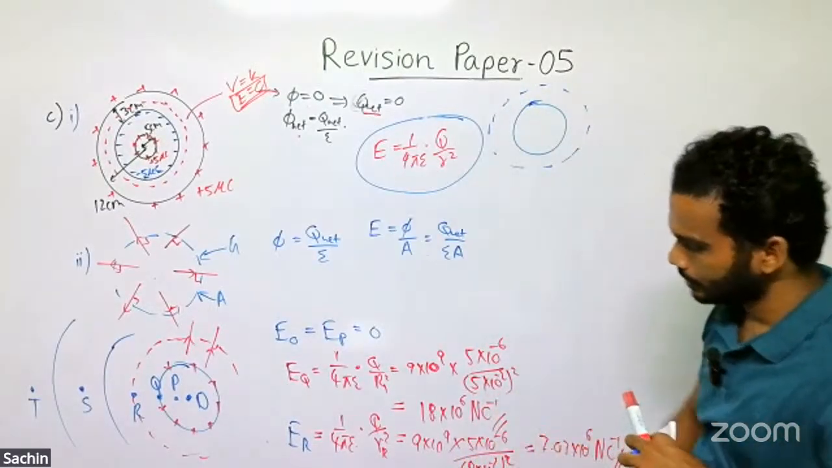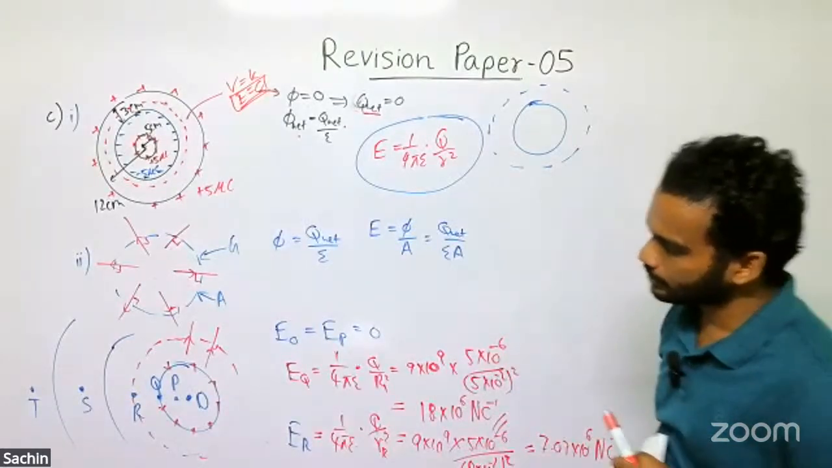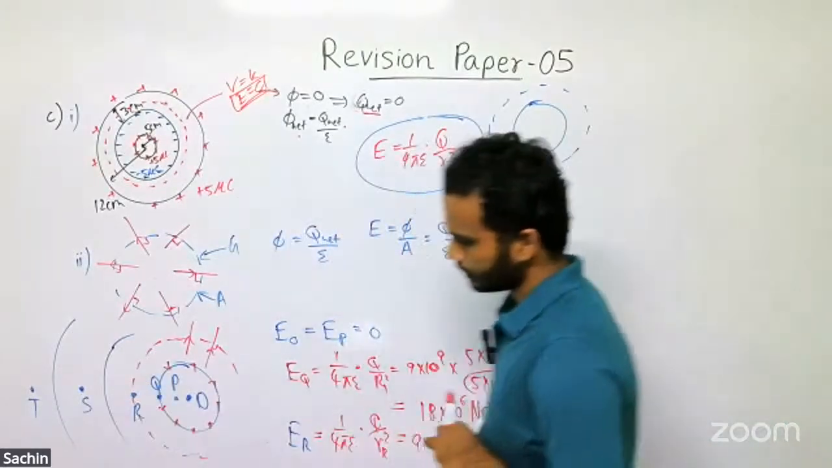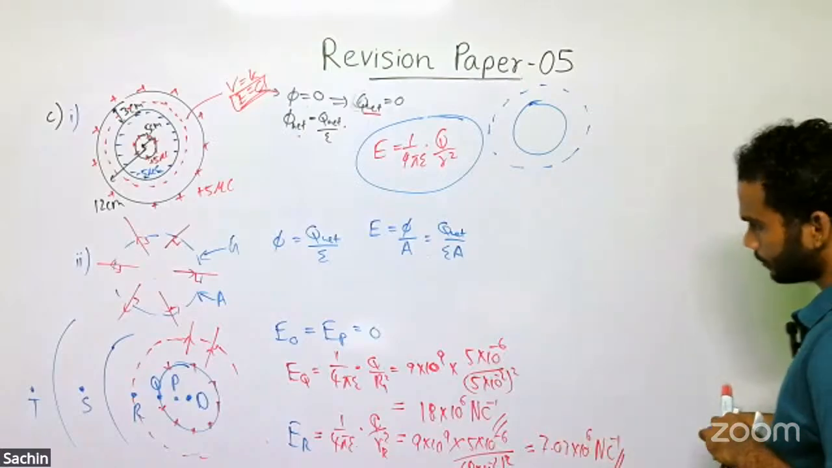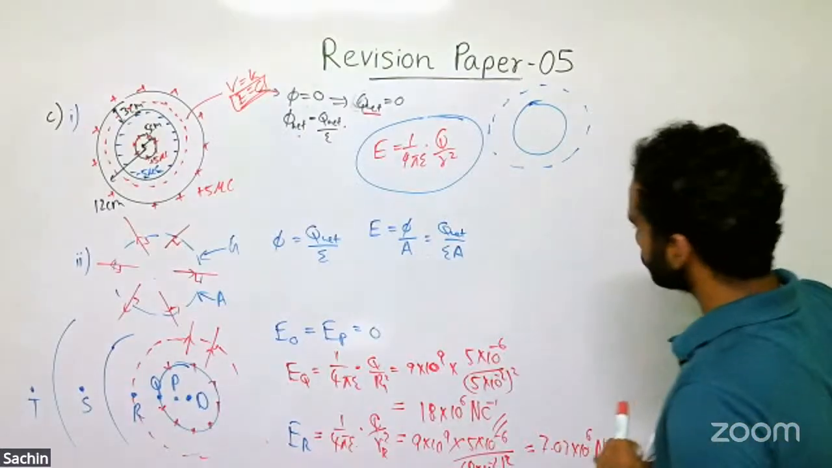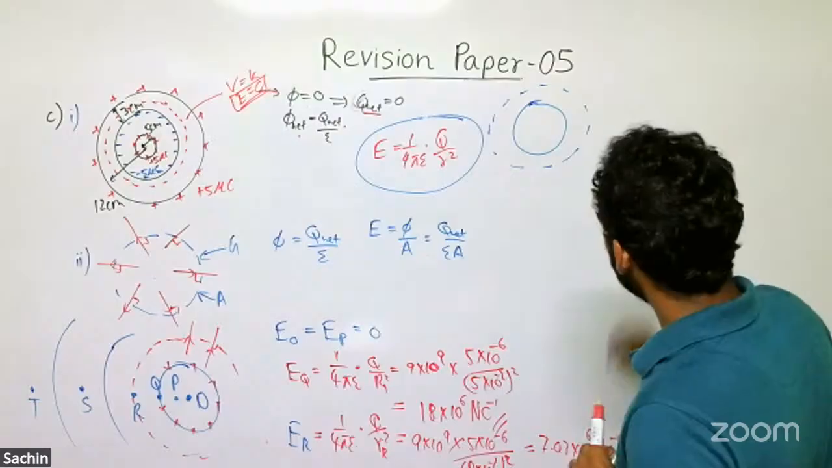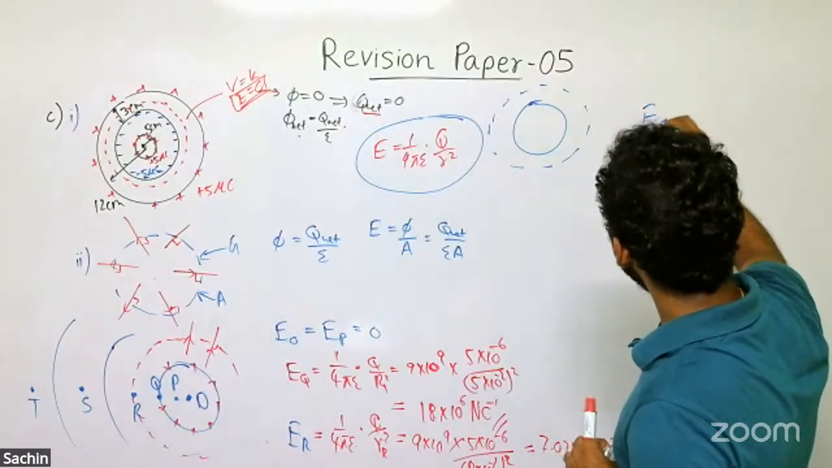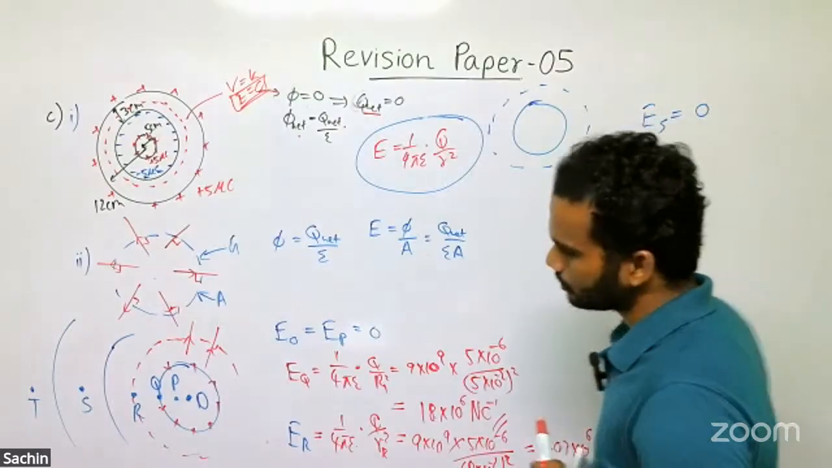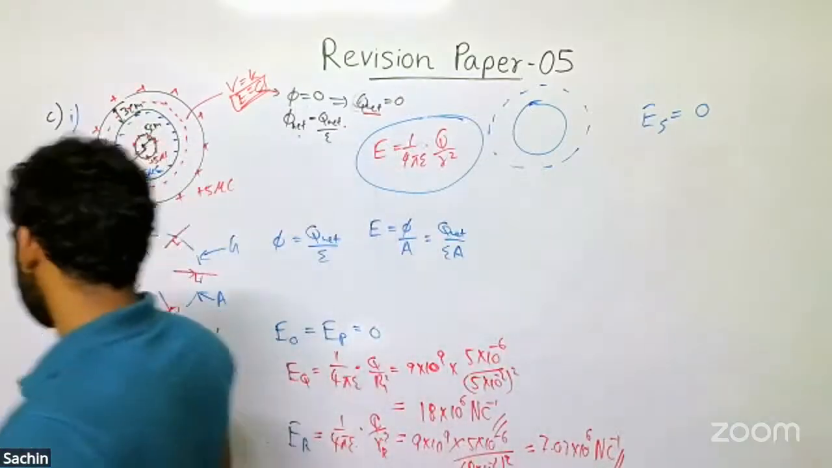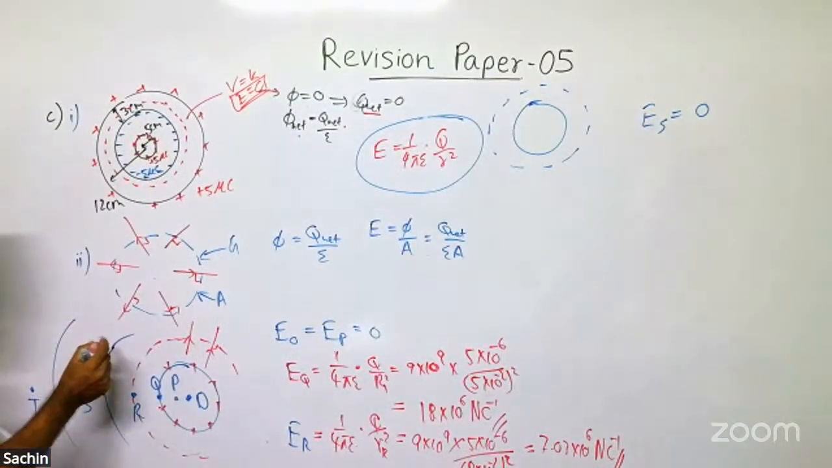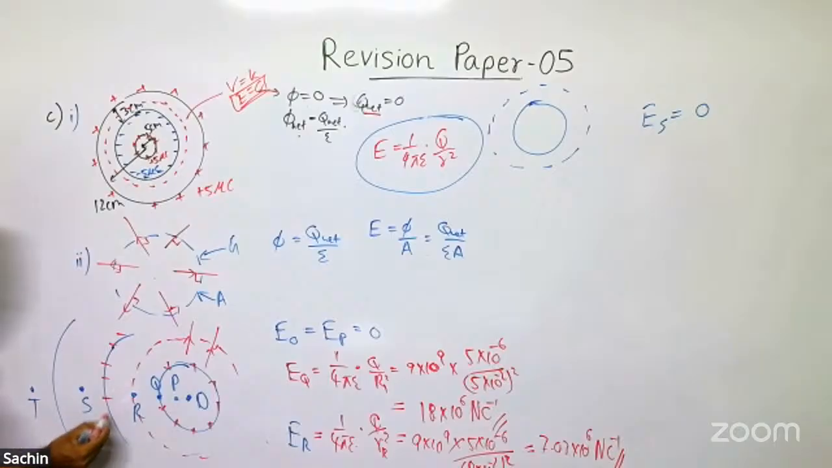lies outside. So that is what I applied here. For both Q and R, they lie outside the sphere, so you can apply it. For S, again you don't have to consider S, actually. Why? Because charges on these surfaces are arranged to make the electric field inside the conductor 0.